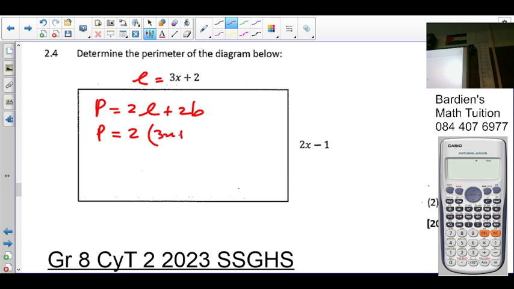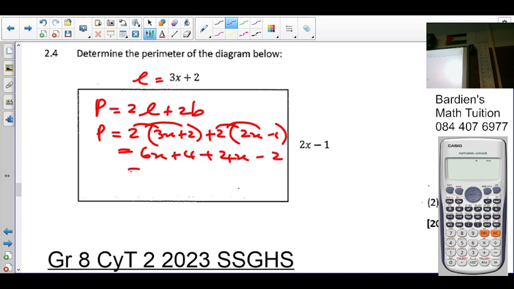3x plus 2 plus my breadth, which is 2x minus 1. Okay, get rid of the brackets there, and that gives us 6x plus 4 plus 4x minus 2, which gives you 10x minus 2. That's one way of doing it.